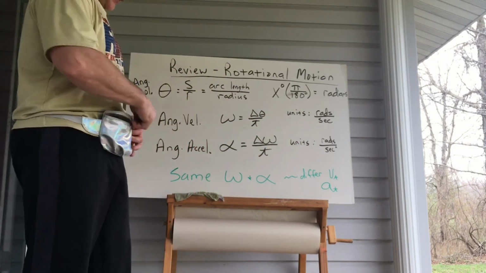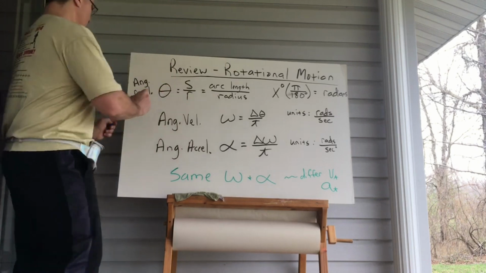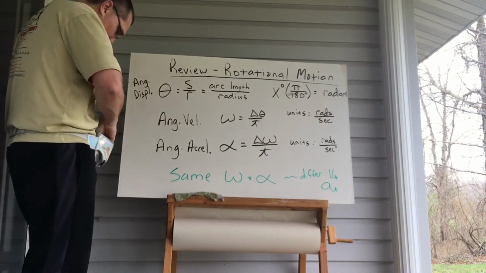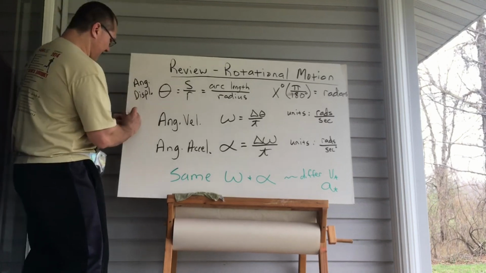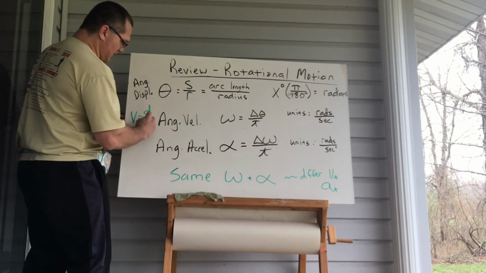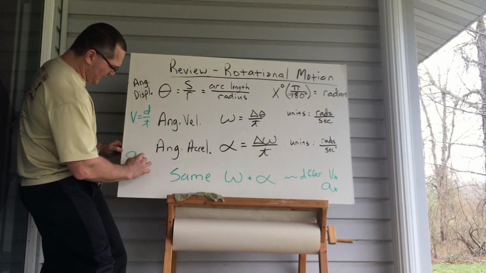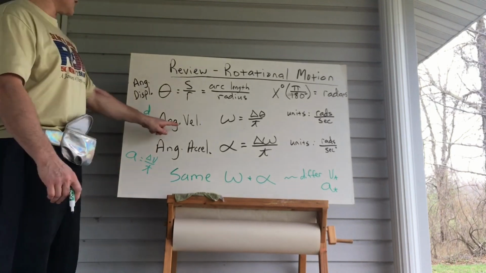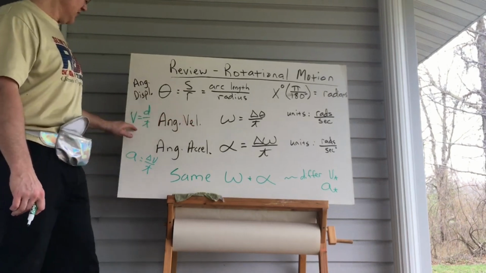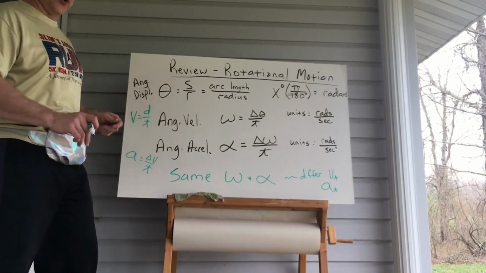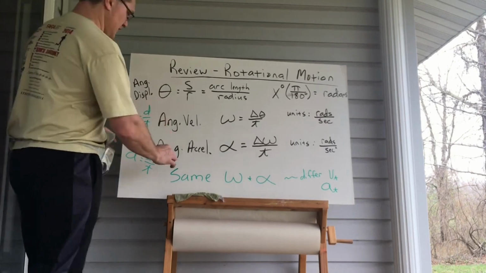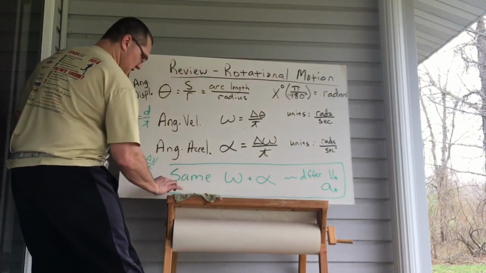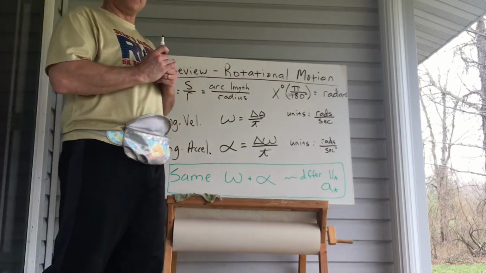Just as if this was a linear thing, your velocity here would be your distance over time. Your acceleration here is your change of velocity divided by time. So here's the translation from angular to linear. That's all we are doing. All of the equations are going to be the same, but you're going to substitute the angular variables for the linear variables.